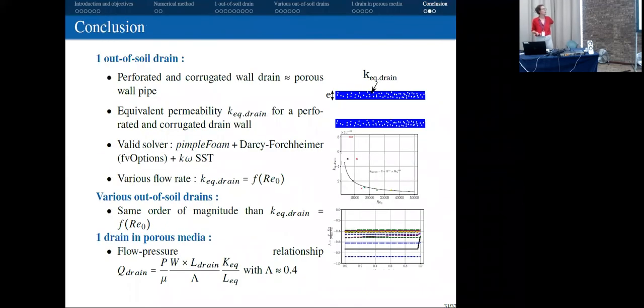So to conclude, considering a perforated and corrugated wall drain as a porous wall pipe is valid, as well. I used the OpenFOAM solver with a Darcy-Forchheimer term and a k-omega SST model. We find a relationship between the equivalent permeability and the flow rate at the inlet, so the Reynolds number. We find the same order of magnitude for various out-of-soil drains as the previous law. And in the case of one drain in porous media, we find a relationship between the flow rate at the inlet and the pressure.